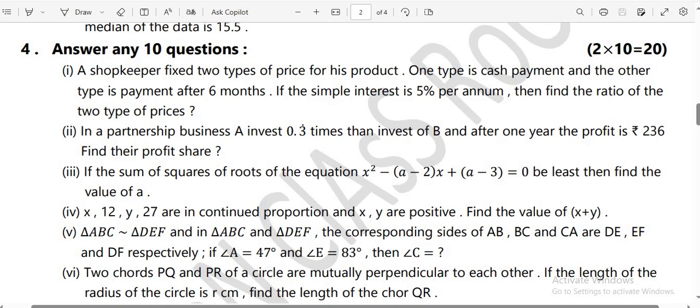Question number 5. Triangle ABC is similar to triangle DEF, and in triangle ABC and triangle DEF, the corresponding sides of AB, BC and CA are DE, DF and EF respectively. If angle A is equal to 47 degrees and angle E is equal to 83 degrees, then angle C is equal to what?